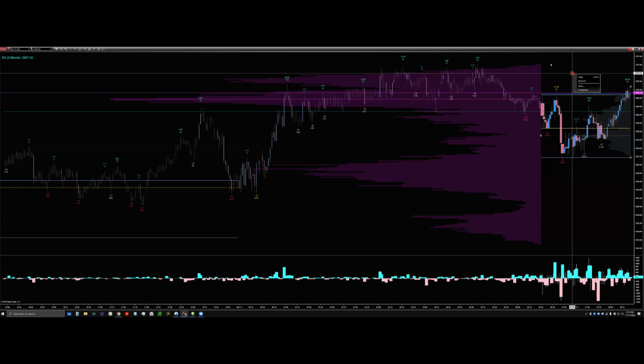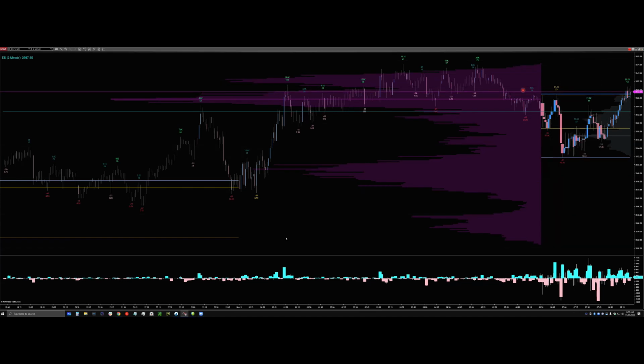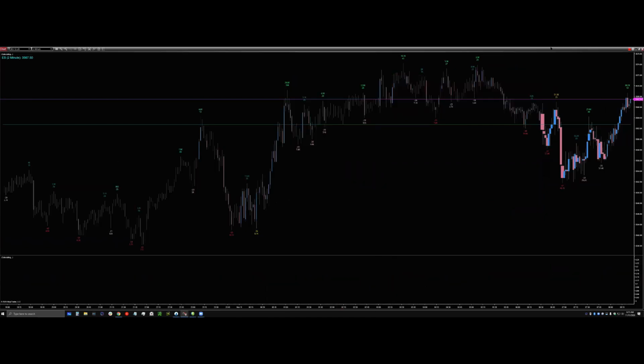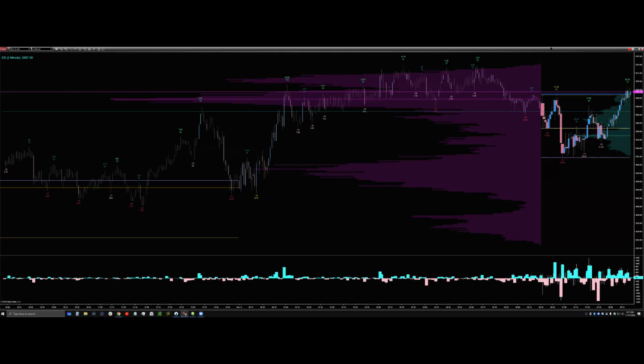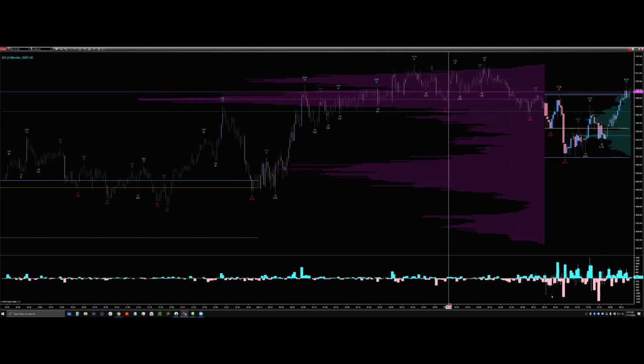And let's change this one, and we'll make that be cyan. Okay, so these are the two volume profiles. This is the overnight session. This is the regular session. I'm not coloring.